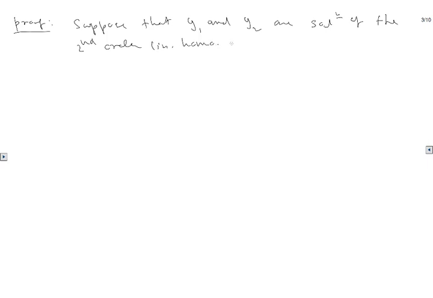So suppose that y1 and y2 are solutions of the second order linear homogeneous differential equation, y double prime plus p(x) y prime plus q(x) y equals 0.